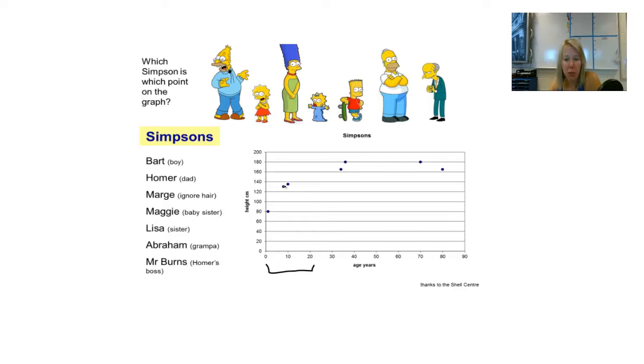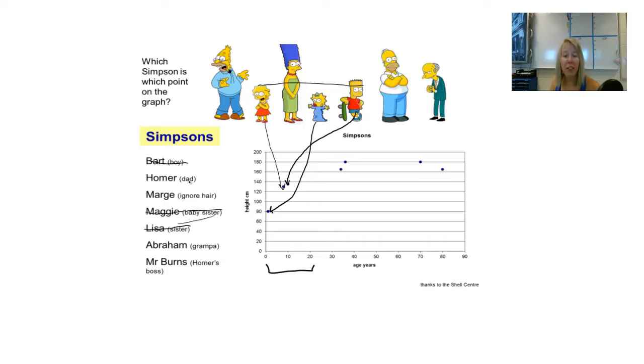Here we have two that are about almost the same age, but one's a little bit taller than the other. So how do I figure out who's Bart? Well, I would say between Bart and Lisa, if I look at how tall they are, that's not a straight line by any means, but Bart is a little bit taller. So knowing that, I would say this point is Bart, this point is Lisa, and then this point is Maggie. So Maggie's the baby sister, Lisa's the sister, Bart's the boy.